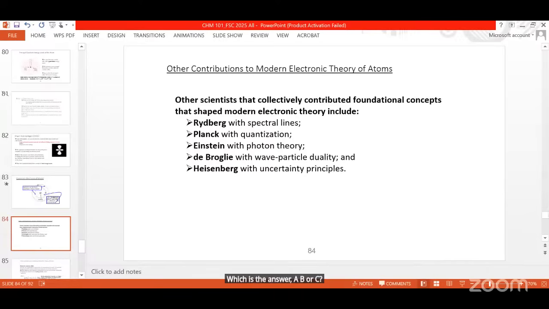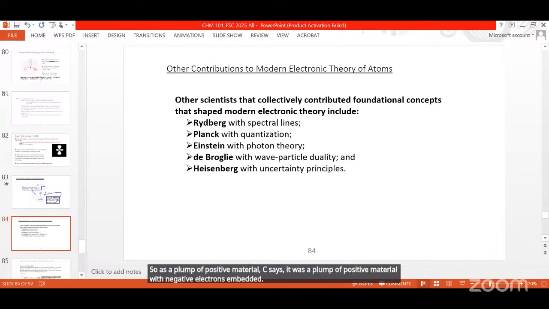A says it was mostly empty space. B says it was a plum of negative material with positive charges embedded. C says it was a plum of positive material with negative electrons embedded. Which is the answer?